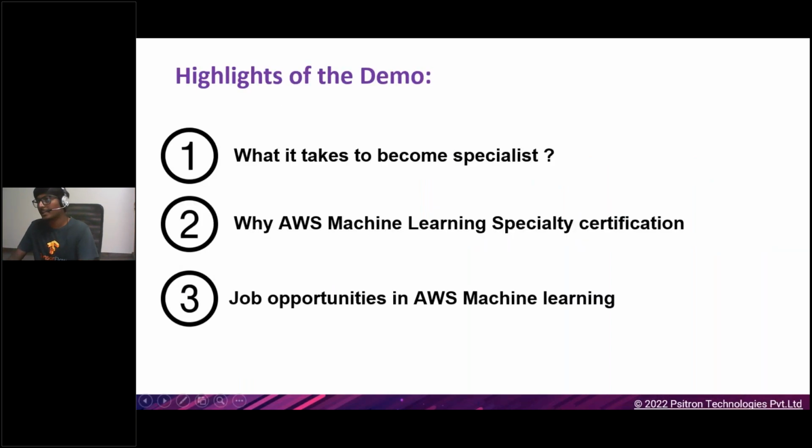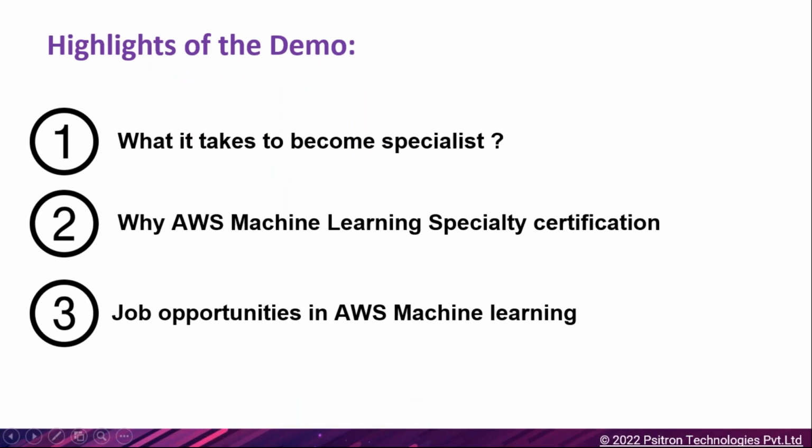So what is the highlight for this particular demo? What exactly are we focused on in this complete demo? Three things, that's it. What we are really interested in is what it takes to become a specialist in machine learning. I can see a lot of you are mentioning you're a beginner, working on ML and AI, you might be intermediate. So we're going to take a look at what it takes to become a specialist.